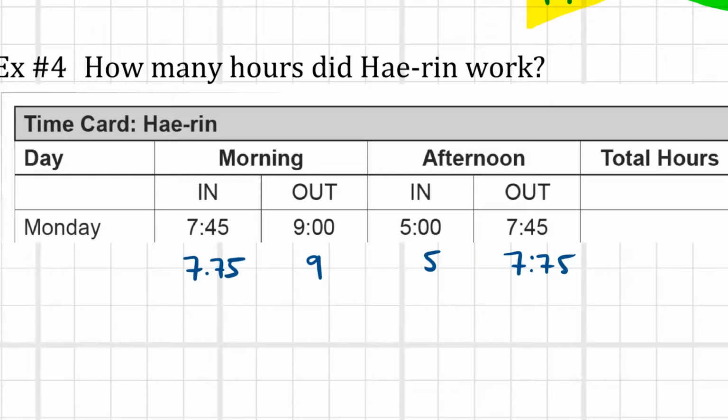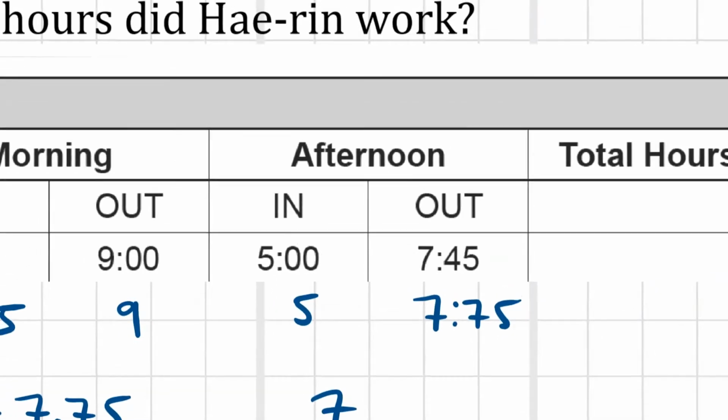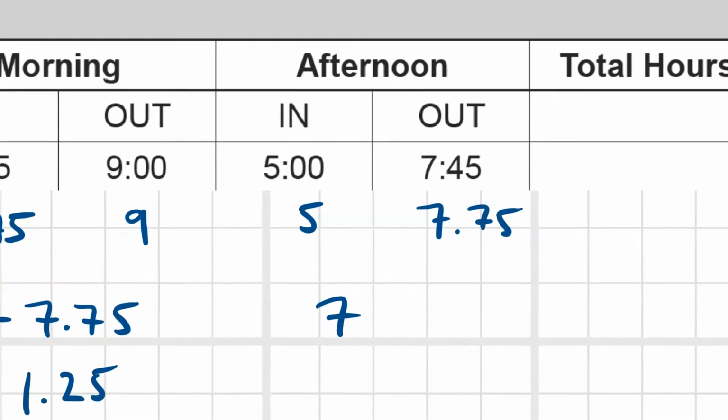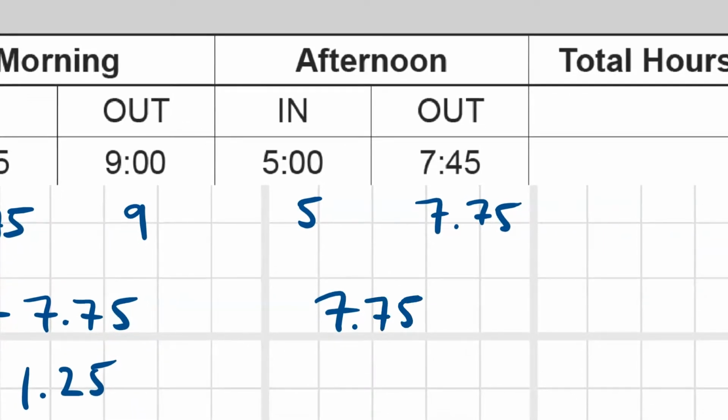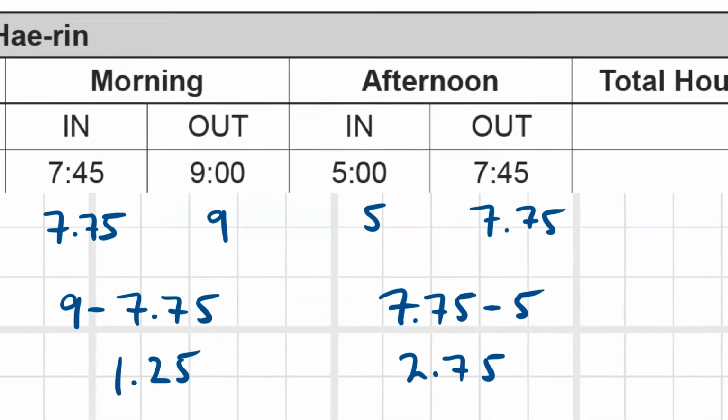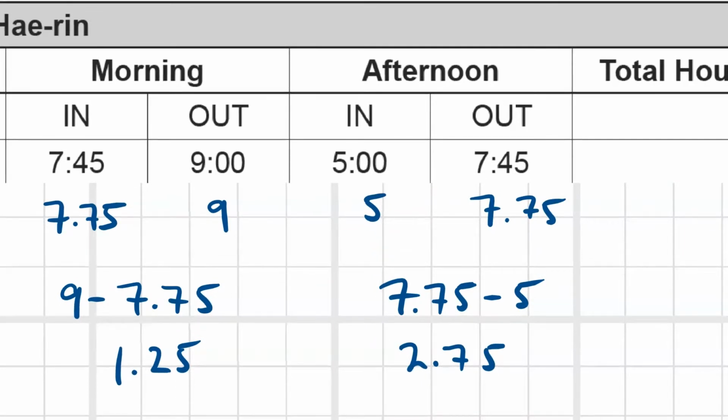Okay, so how many morning hours? To figure out how many hours in the morning, I'm going to say, well, when they ended, 9 minus 7.75. So the morning hours, when I put that in my calculator, I get 1.25 hours. In the afternoon, I take the second number minus the first one. Oh, I made a little mistake. I made this 7 with a colon, but I want it just to be a decimal. 7.75. There we go. Okay, so I'm going to subtract 7.75 minus 5, so I get 2.75. So on the left is the number of hours in the morning, 1.25, and on the right is the number of hours in the afternoon.